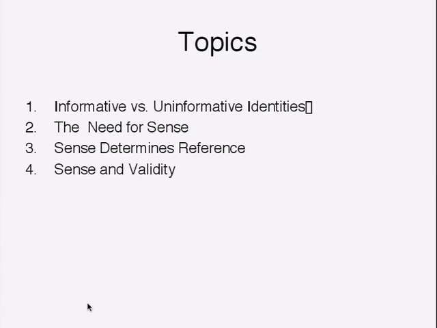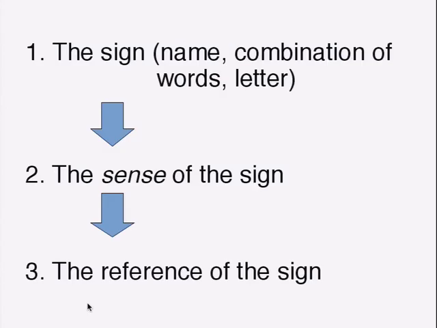Okay. So Frege says, given you have this distinction between informative and uninformative identities, you need a notion of sense. And this is how the argument goes. You get the sign, and you have the object that the sign stands for. You have Sally, the name Sally, and you have the person Sally. And in between the two, you have the sense of the sign.